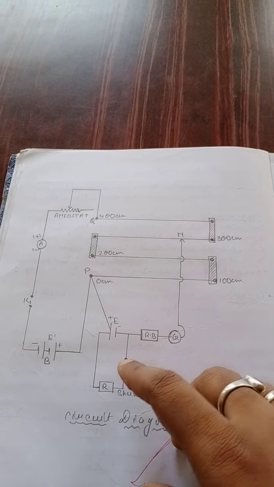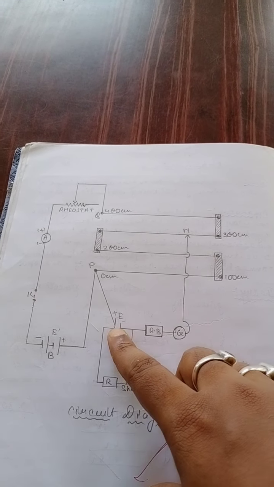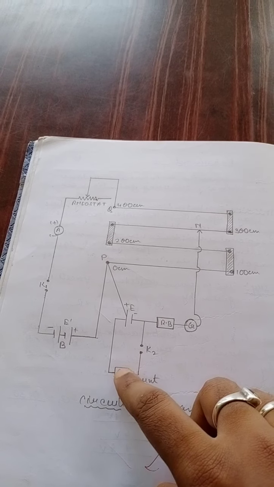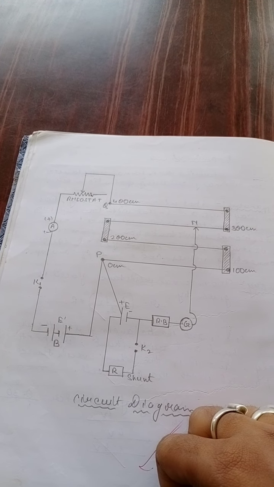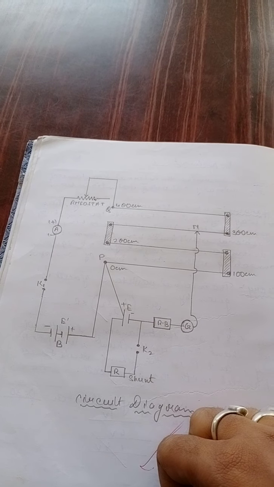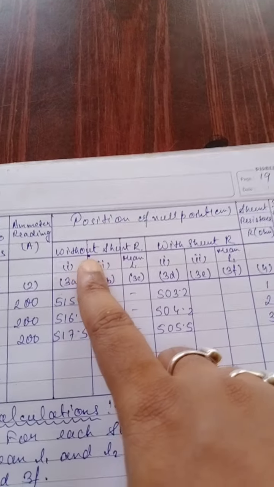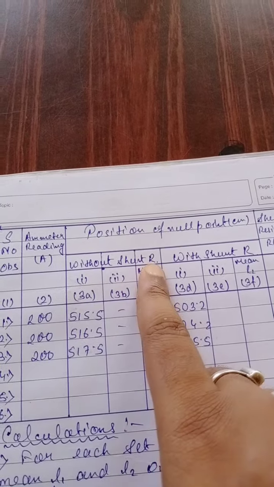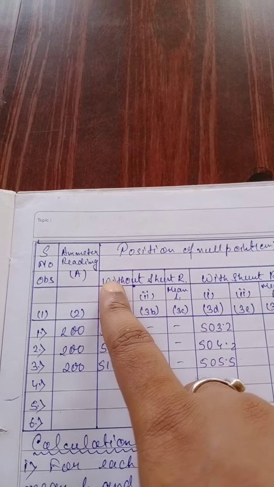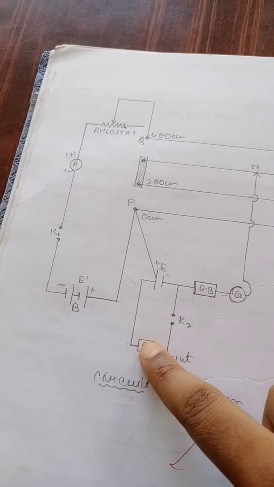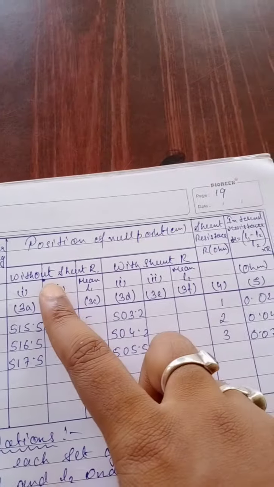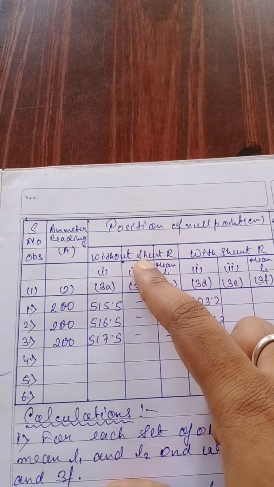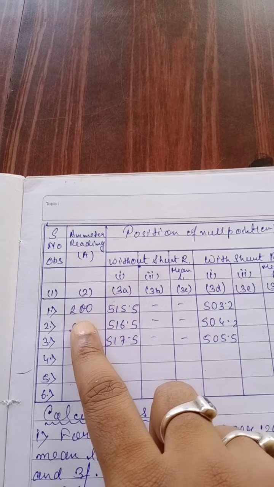And again we close this key. That means now a current will be drawn by this low resistance. Then again we will find the null point. So here you can write, without shunt resistance R. Without shunt resistance R, that means this low resistance is connected in parallel, that's why it is also known as the shunt resistance. So without shunt resistance, at first we find the null point, then we get this null point.